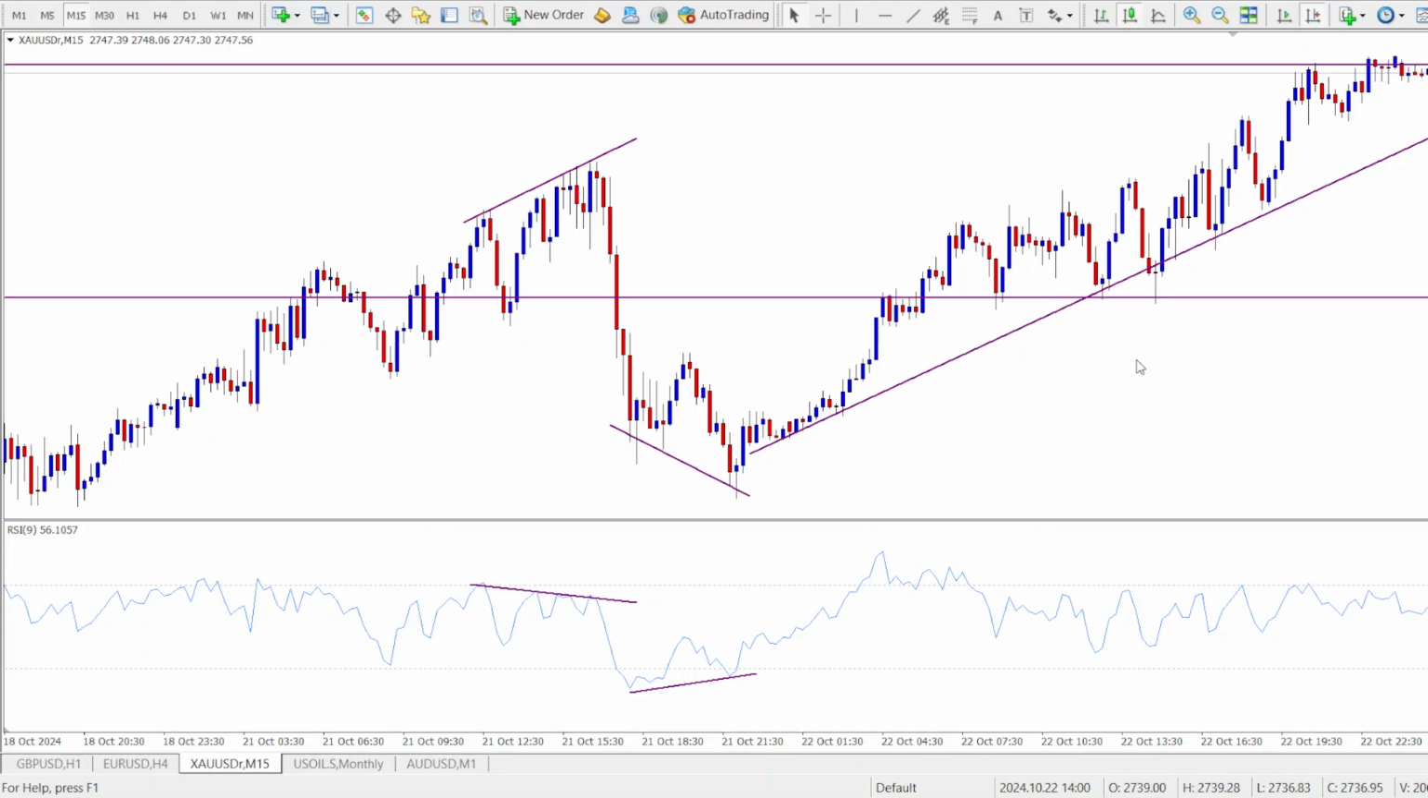Now, to wrap it up, adjusting your RSI settings to 7 or 9 for a 15-minute chart can provide you with more actionable signals. However, always combine your analysis with other indicators or market context for better results.